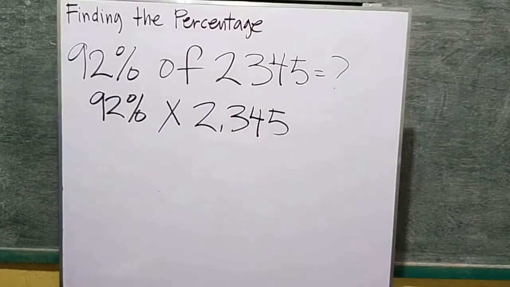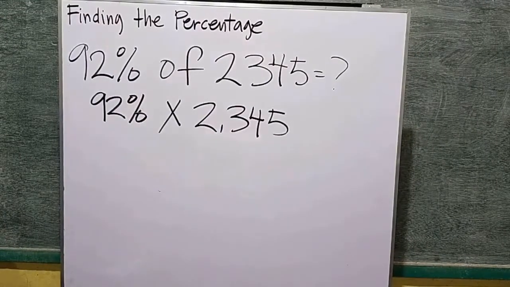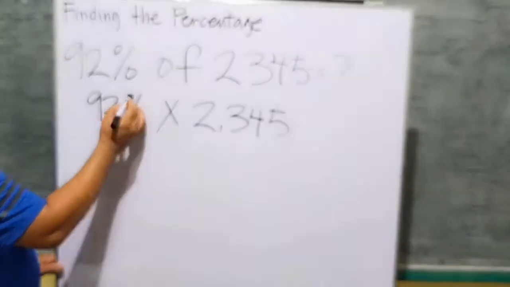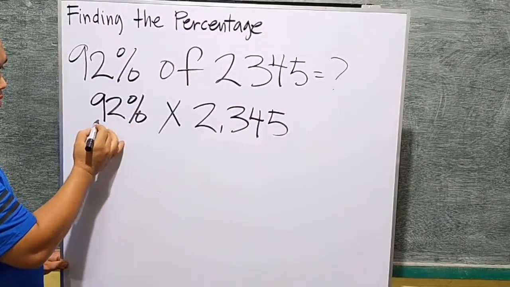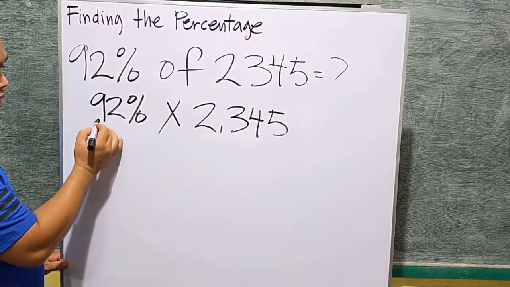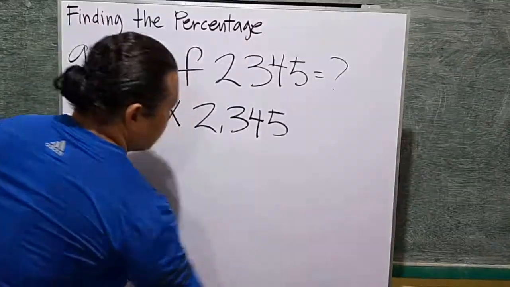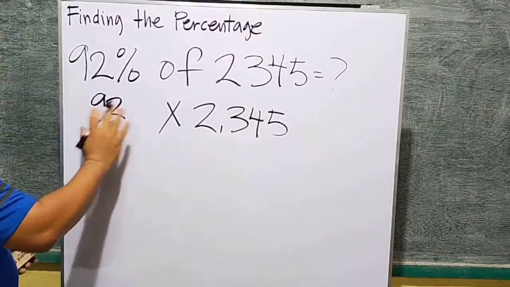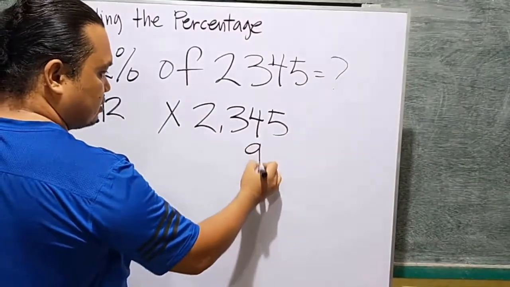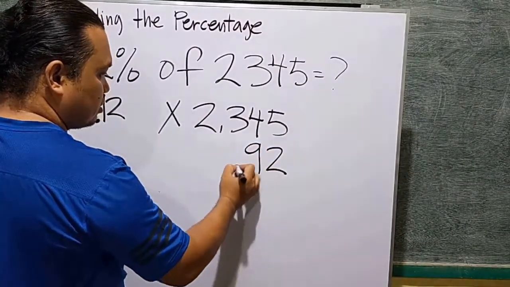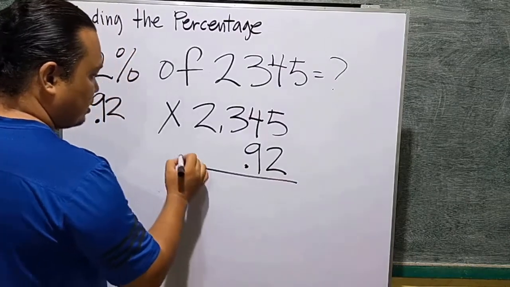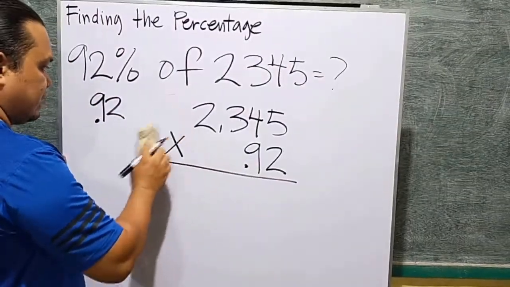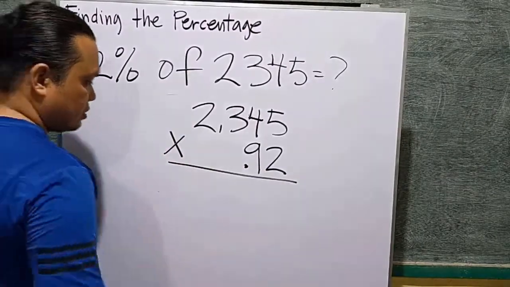Then change this percent into a decimal number by moving the percent 2 steps to the left. 1, 2, and here will be our decimal point, and drop the percent. So we have now a decimal number, and let's multiply that to our base. So 2,345 times 0.92. Okay.